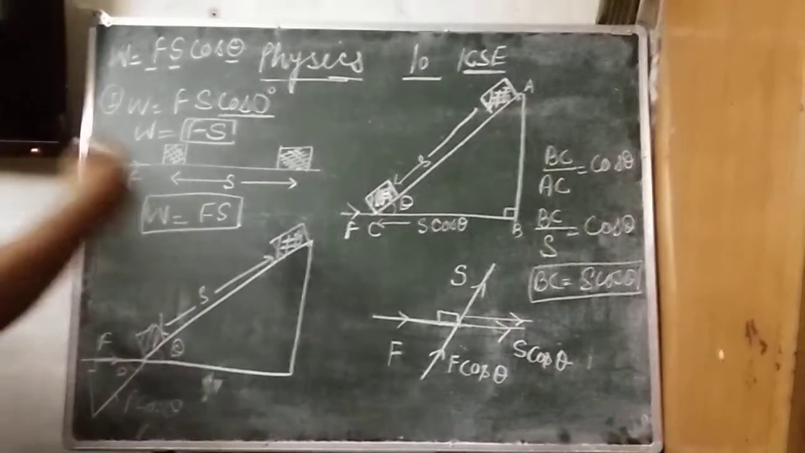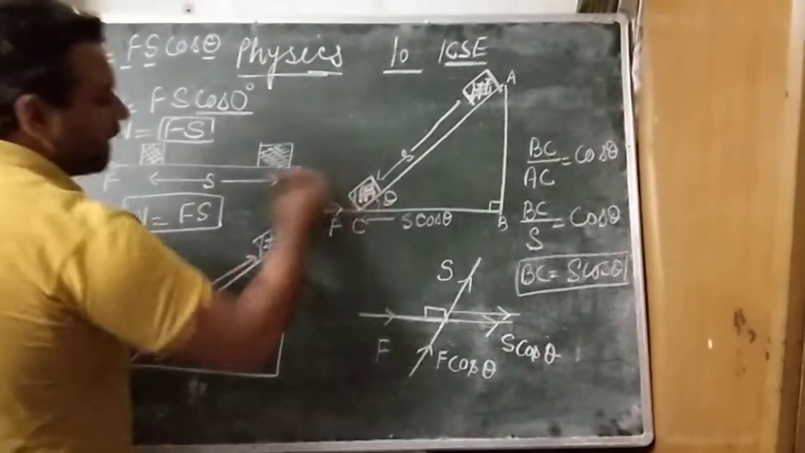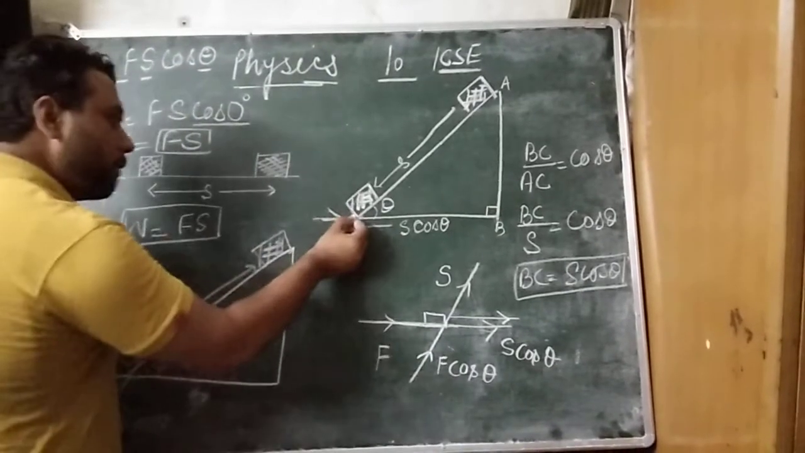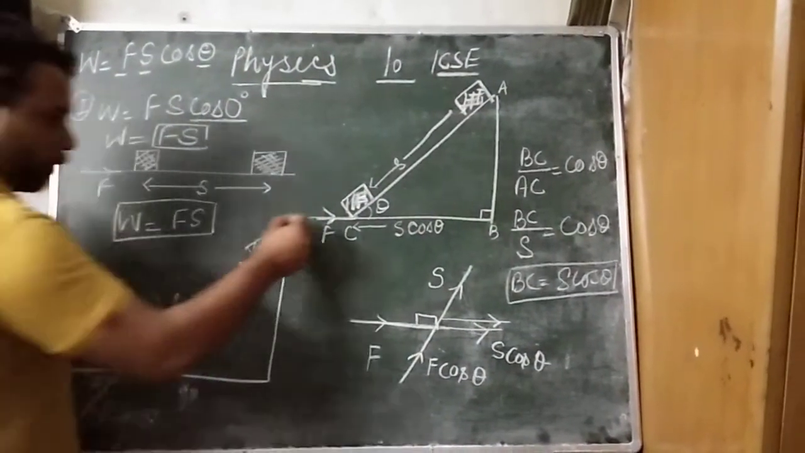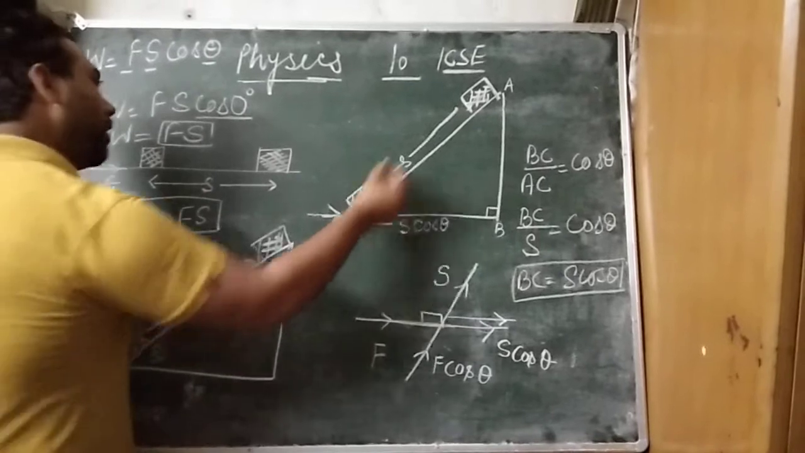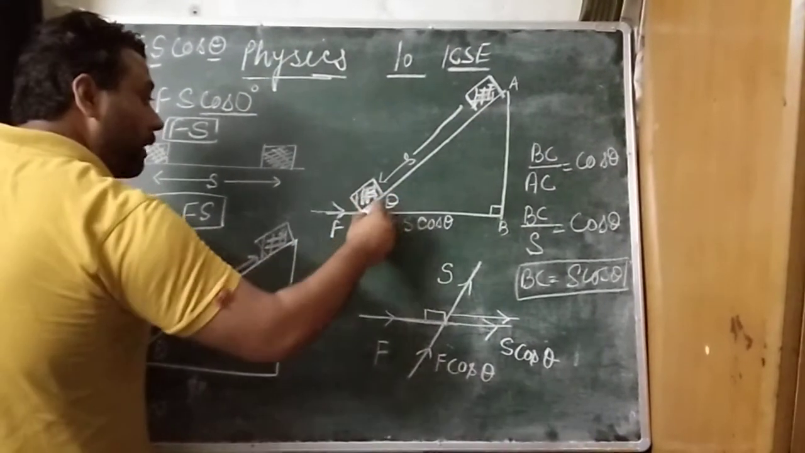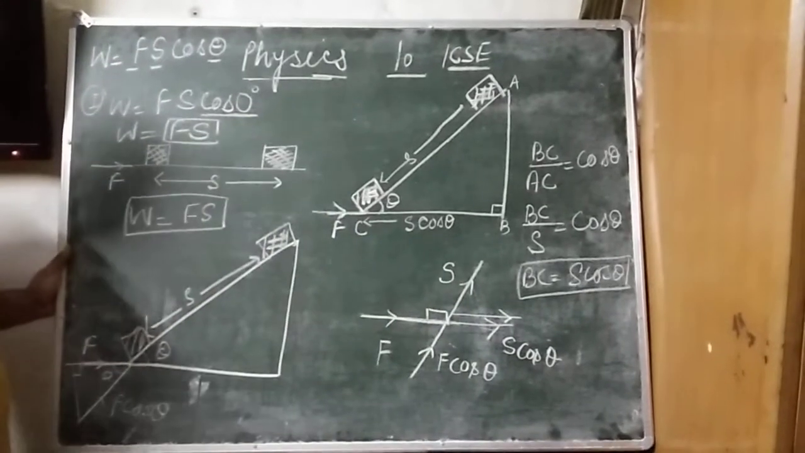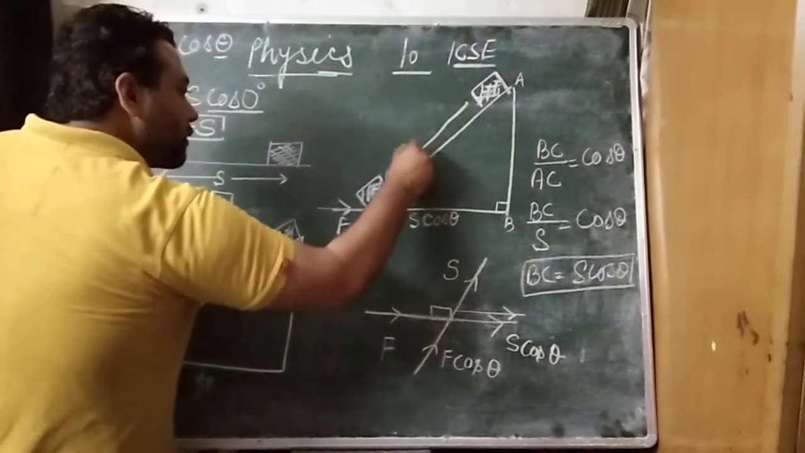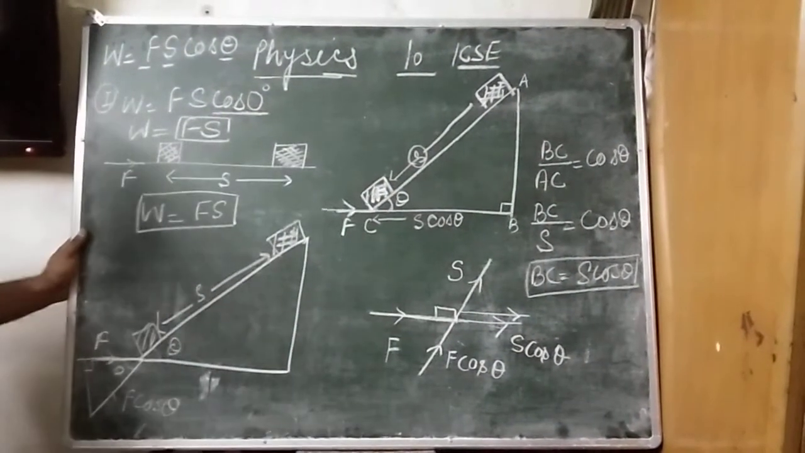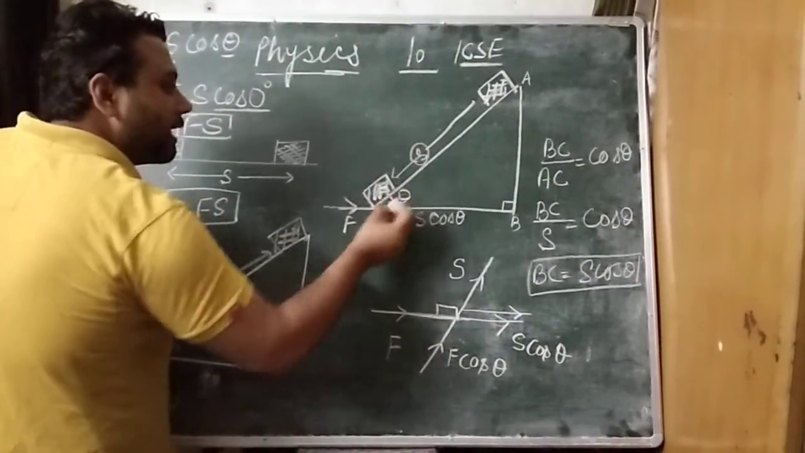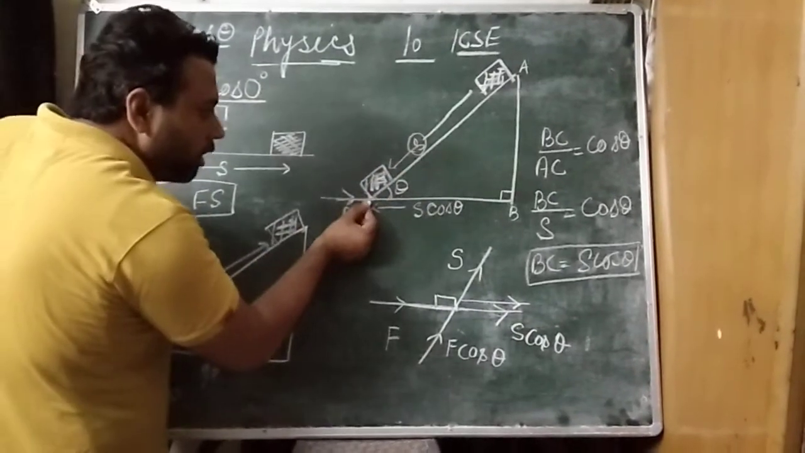Now students, just see another case when, for example, we applied force in this direction, but the body moves in this direction. Force we applied along CB, but the body moves with displacement along CA. It means that the angle between force and displacement is theta. So how to find the work here? We have to find the component of displacement in the direction of the force. That is, how much part of S, the component of S along direction BC.